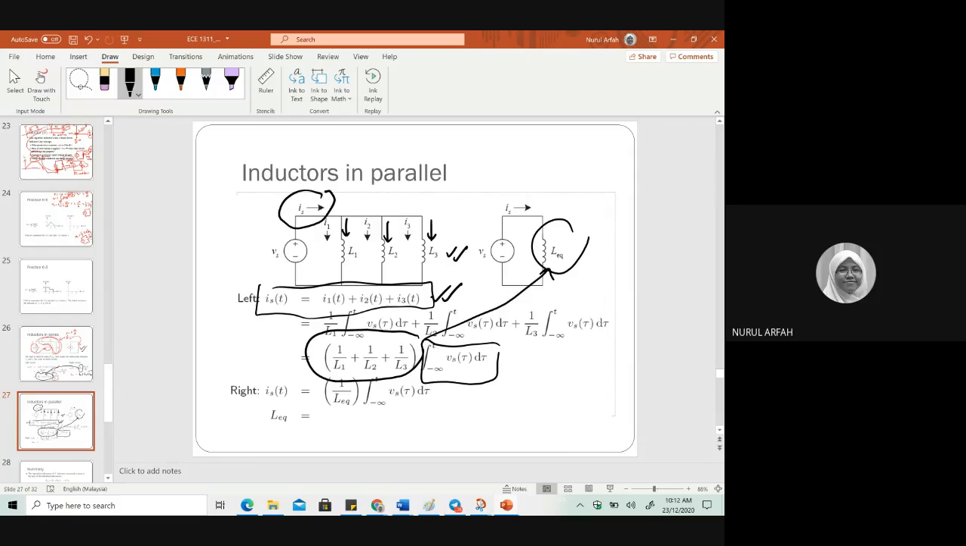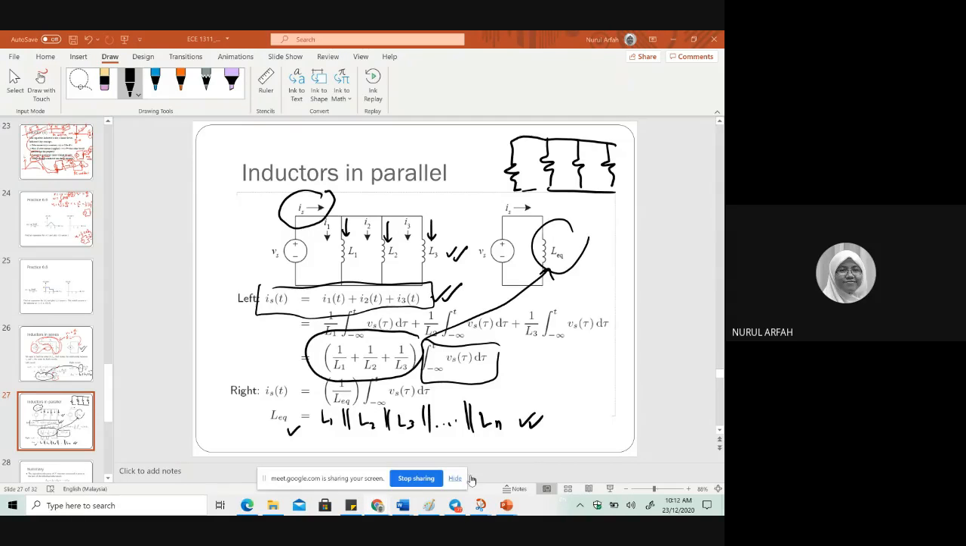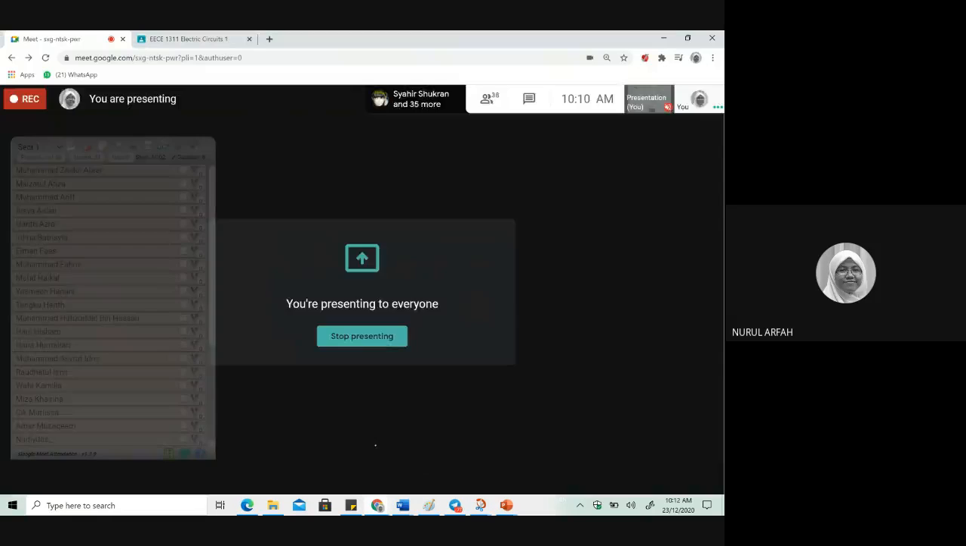So basically, what is L equivalent? It is equal to L1 in parallel with L2, parallel with L3, and so on. So if you have a number of inductors in parallel, you're going to have this equation. Just use your calculator to compute this. So is it equal to that of resistors in parallel? It takes the same form, right? So it's almost like the inductance in parallel. Okay.